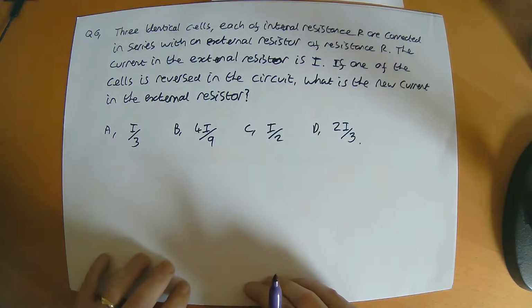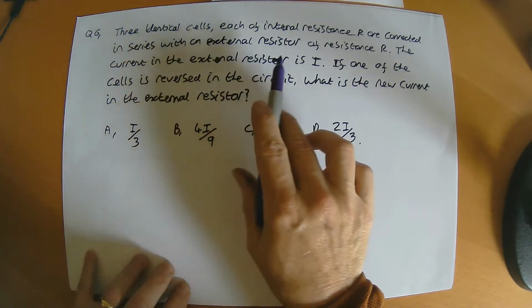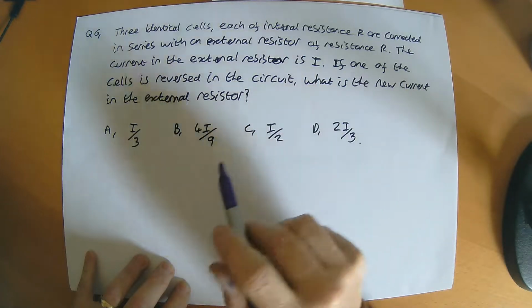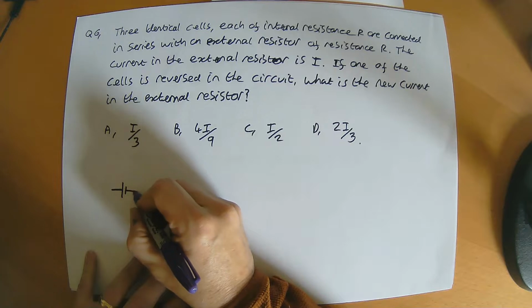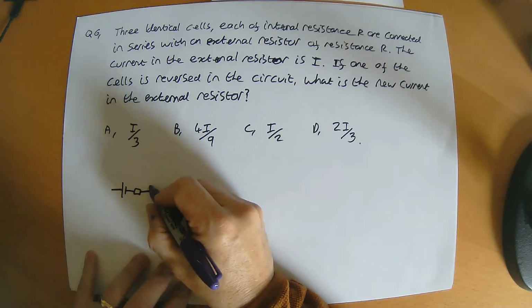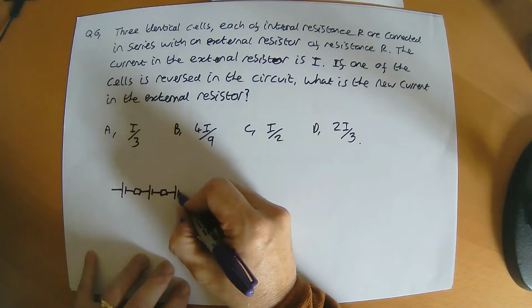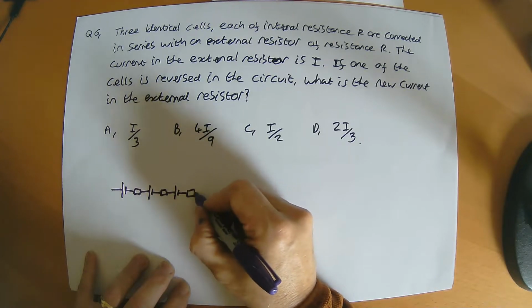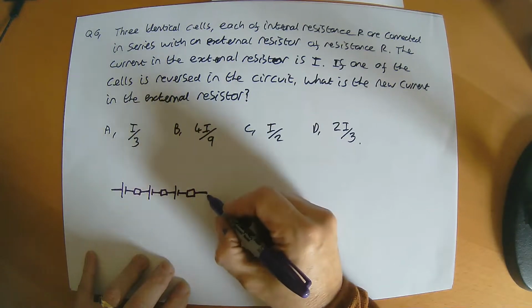So the way to keep track of what's happening in a question like this is to make a couple of drawings. So we have 3 identical cells, each of internal resistance R, connected in series. As a drawing, we have to represent the cells as a source of pure EMF in series with an internal resistance.